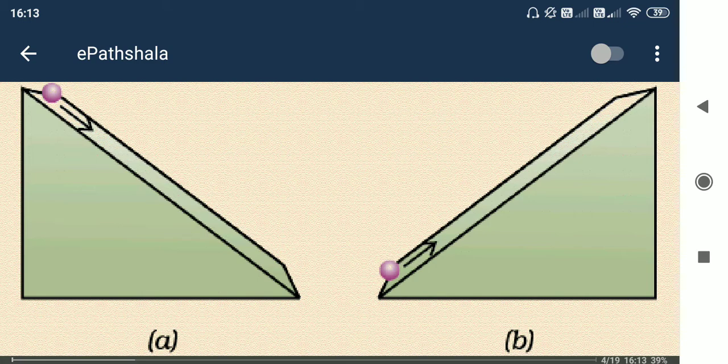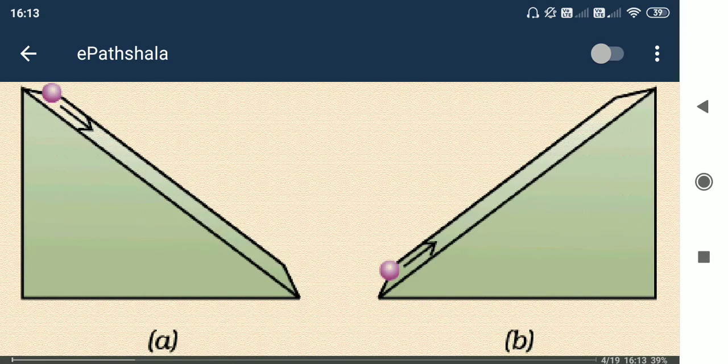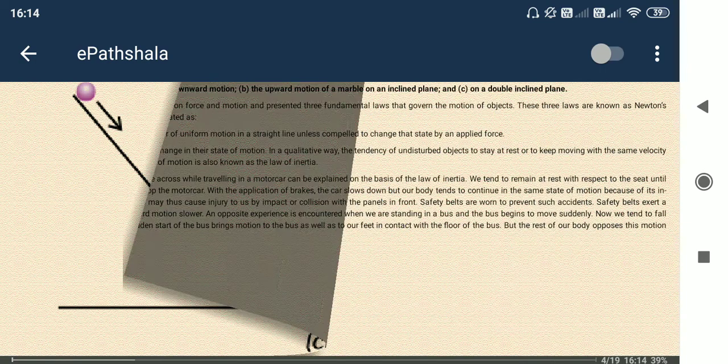Here you can see the body coming down from a height. This is a spontaneous process, right? And when a body moves up, it is not spontaneous. We need to supply some form of force or energy, then only can it move high.